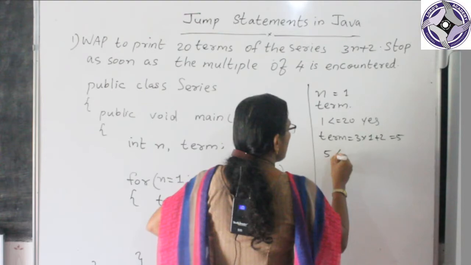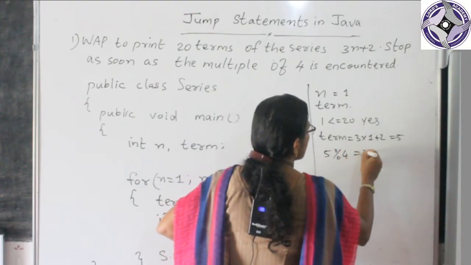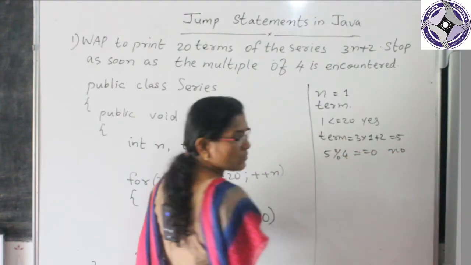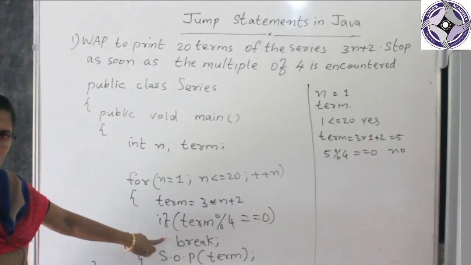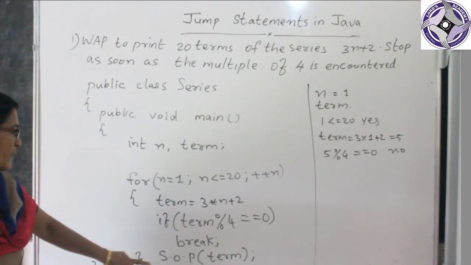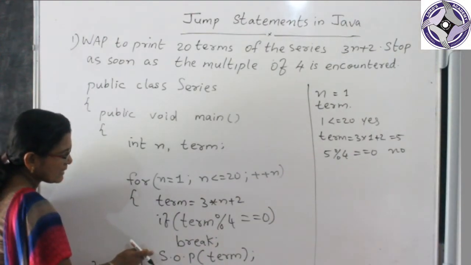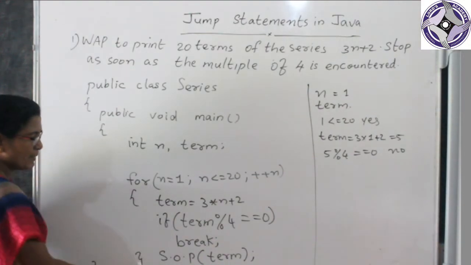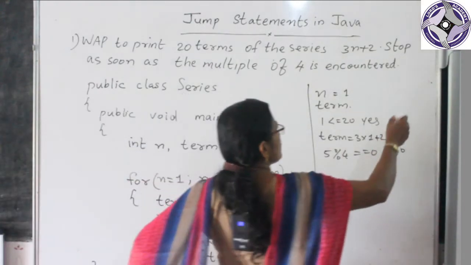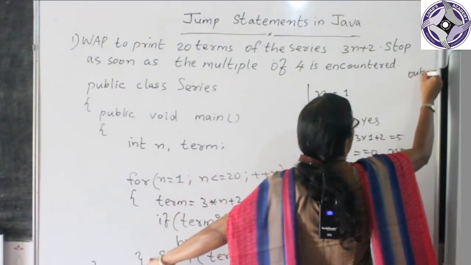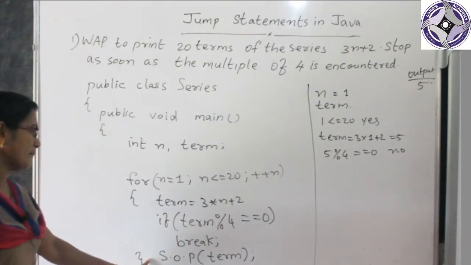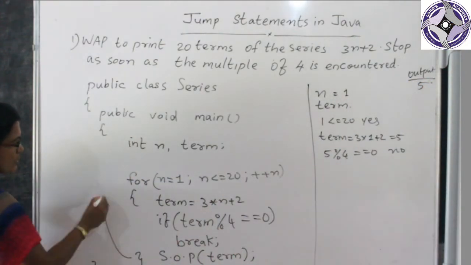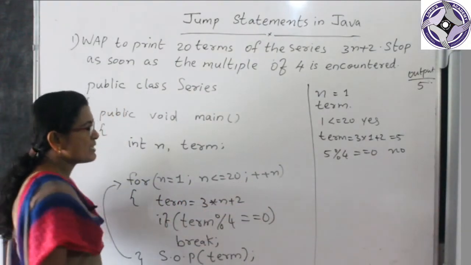So, 5 modulus 4 equal to 0. No, it is not equal to 0. So, break command will not be executed. Following command will be executed, that is system.out.println term. Term, we get the output on the screen as 5 printed. And control goes to the beginning, to the updation statement.